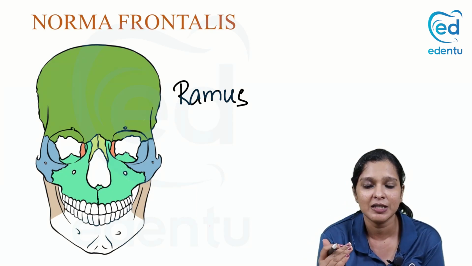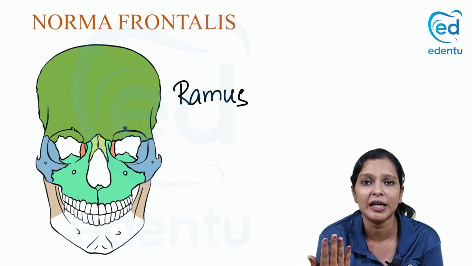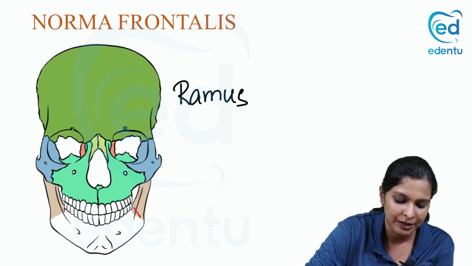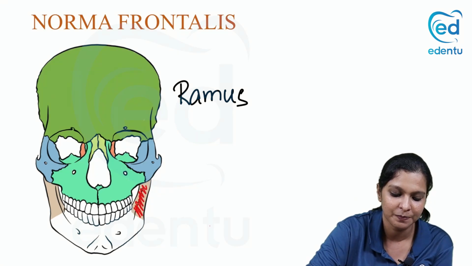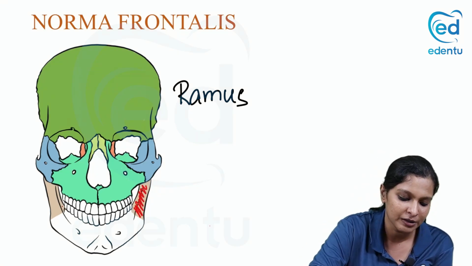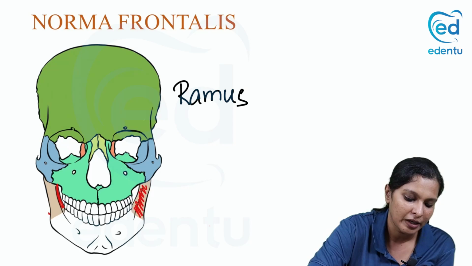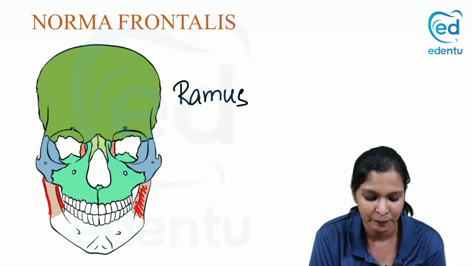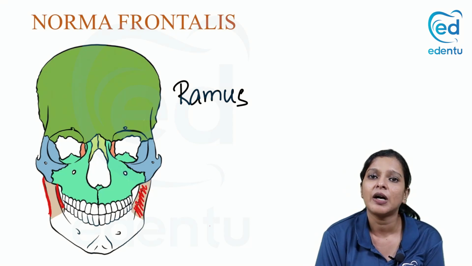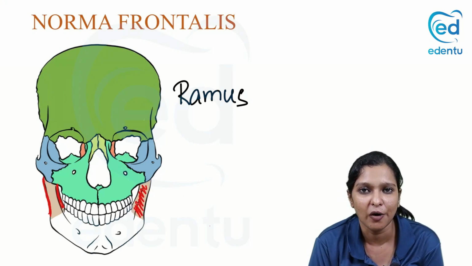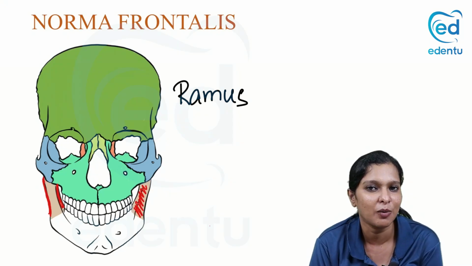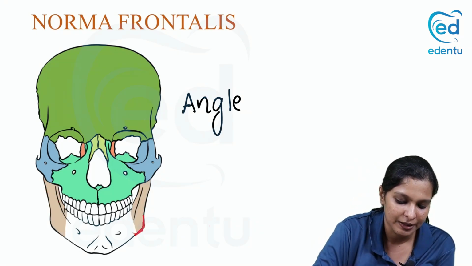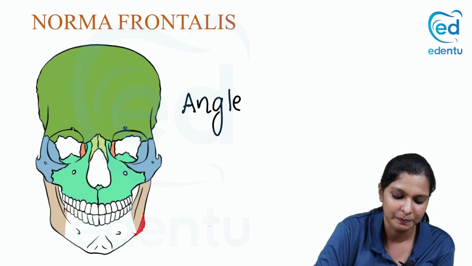In the ramus itself, the surface visible in the anterior view is the lateral surface. Whatever you're seeing here is the lateral surface of the ramus, and it will have two borders: the anterior border and the posterior border of the ramus of the mandible. I already told you the other part is the body. Between the ramus and the body is the angle of the mandible, seen here. This is the angle of the mandible.